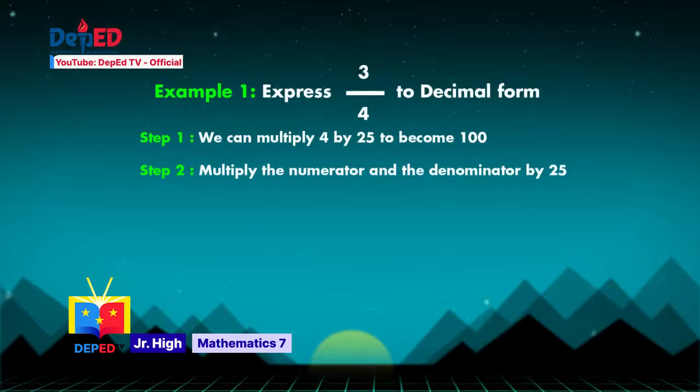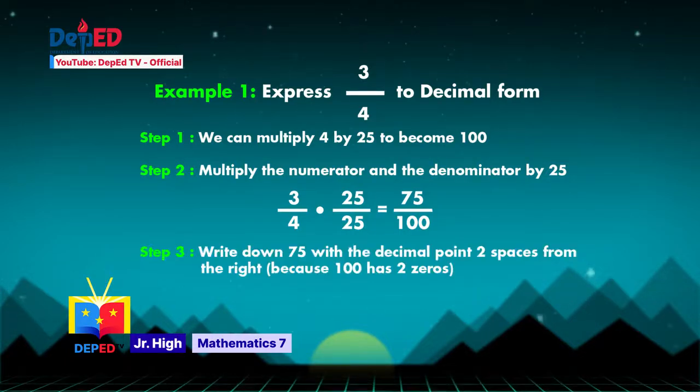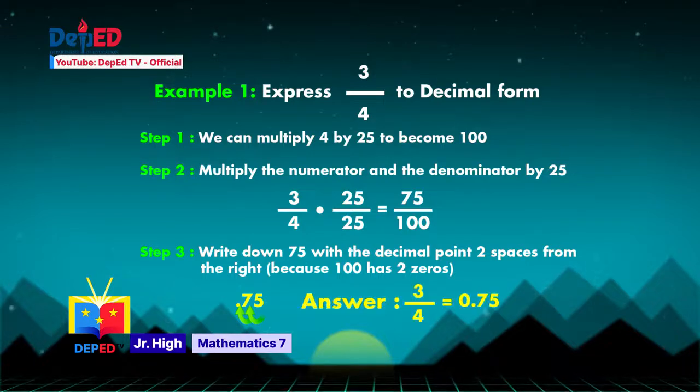Step 2. Multiply this number to the numerator and denominator. 3 times 25 is equal to 75. And as Frankson mentioned earlier, the product of 4 and 25 is 100. Step 3. Copy the numerator and place the decimal point. We have 2 zeros. So let's move the decimal point to the left twice. 1, 2. This results to the fraction 75 hundredths, or 0.75.